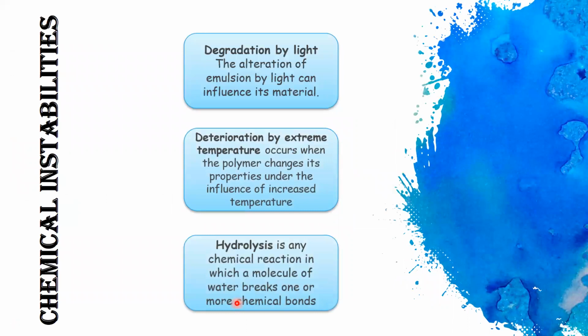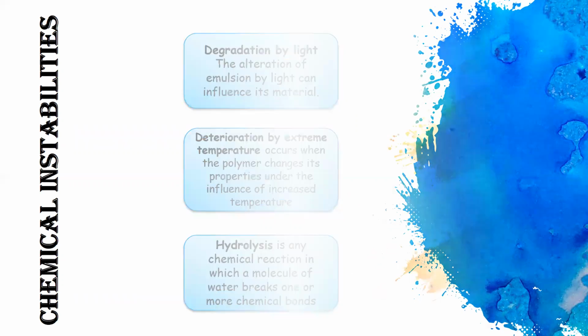Degradation can occur due to light, which can alter our emulsion. Deterioration can occur due to temperature, which can cause polymeric changes in the properties, and the influence of increased temperature. Or hydrolysis can occur, which is a chemical reaction in which a molecule of water breaks one or more chemical bonds.